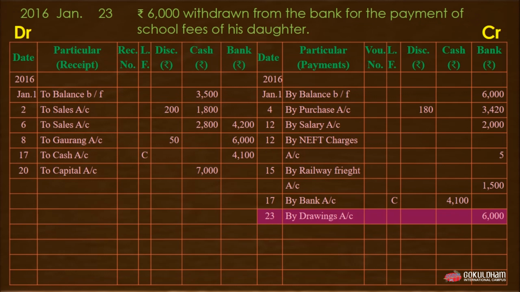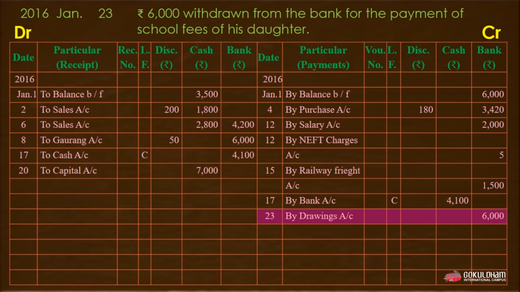The next transaction is January 23rd. Rupees 6,000 withdraw from the bank for the payment of school fees of his daughter. It means यहाँ पे बैंक में से withdraw किया है daughter की फी भरने के लिए. Okay. So it is our expense and it is our drawing.